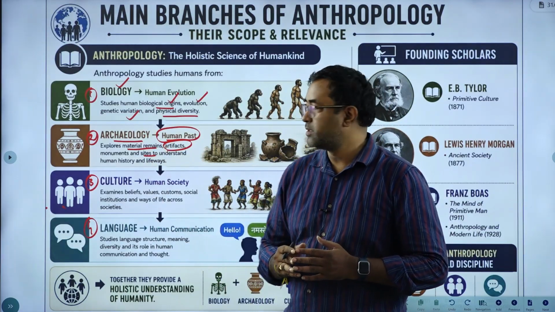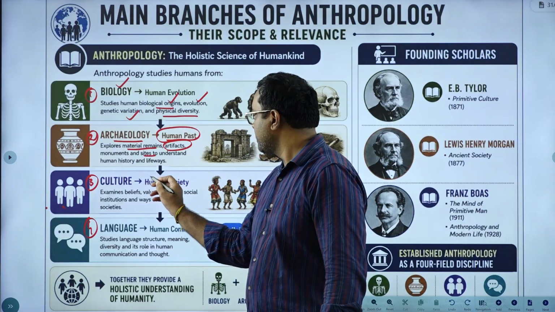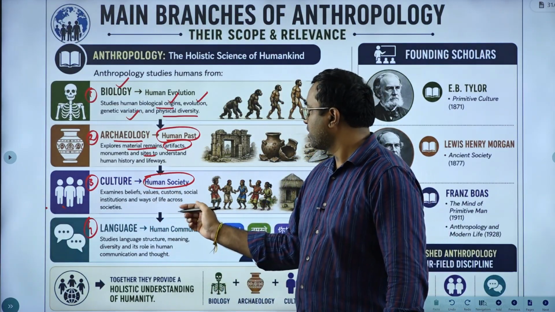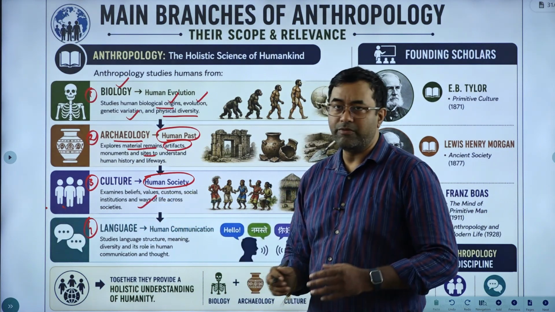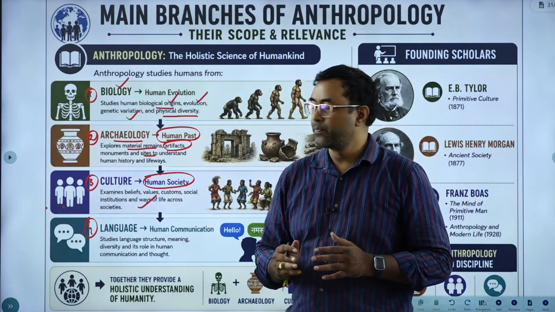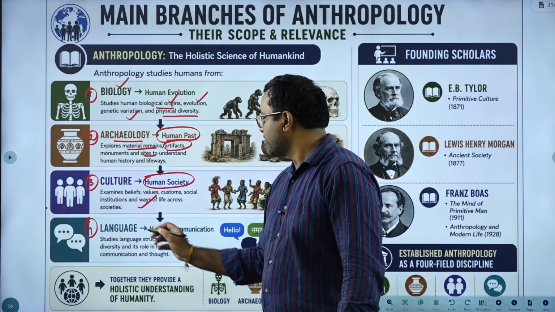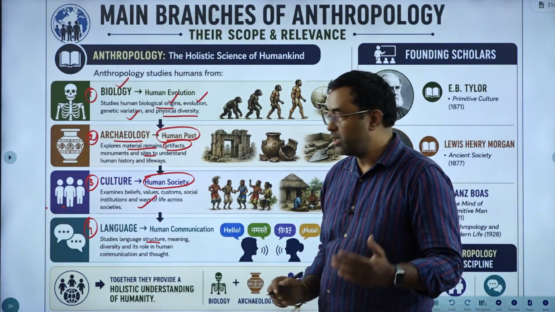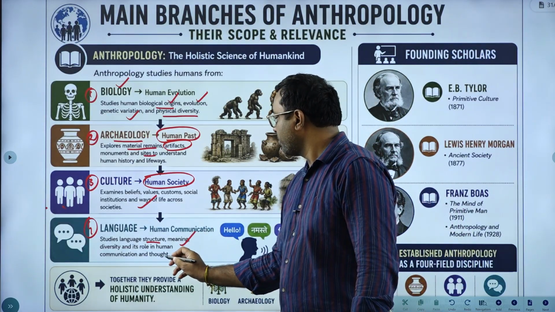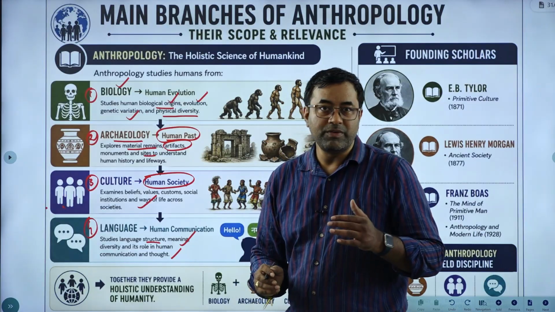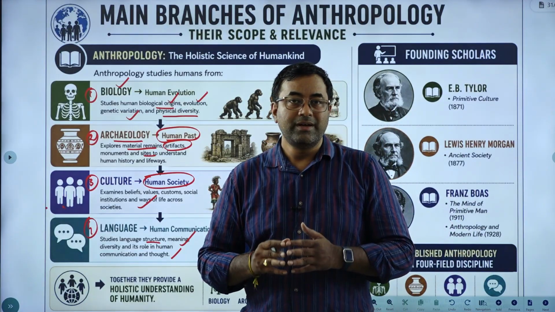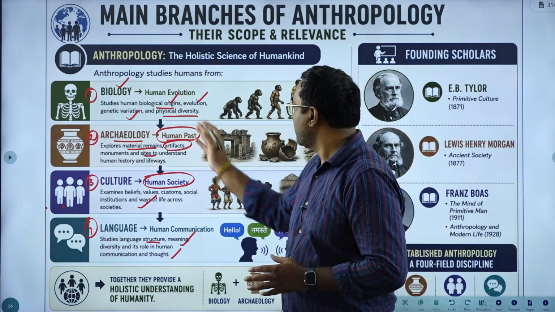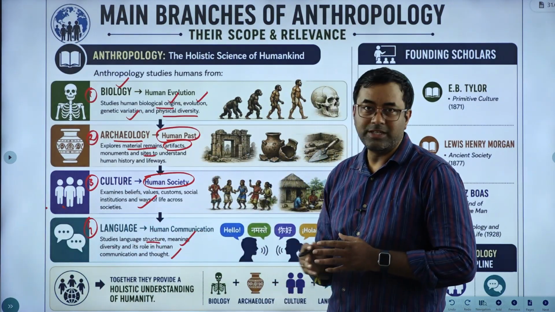archaeological anthropology. Next one is cultural anthropology, which deals with the study of human societies, beliefs, values, customs, institutions and way of life in different societies. And the last one, linguistic anthropology, consists of language, its origin, structure as well as meaning, communication and the thought process of humans. With respect to communication, everything will be dealt with in linguistic anthropology. So these are the areas in which anthropology is studied.